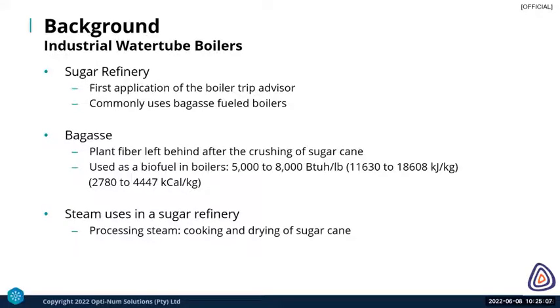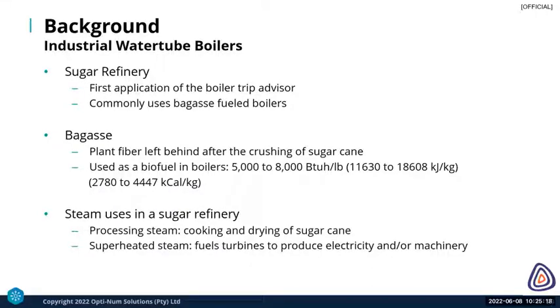In terms of what the steam is used for in the sugar refinery, it's used for a number of things. The processing steam is used for cooking and drying of sugarcane. And then if you can get the steam to be superheated, it actually fuels the two turbines that produce the electricity and machinery on the plants.